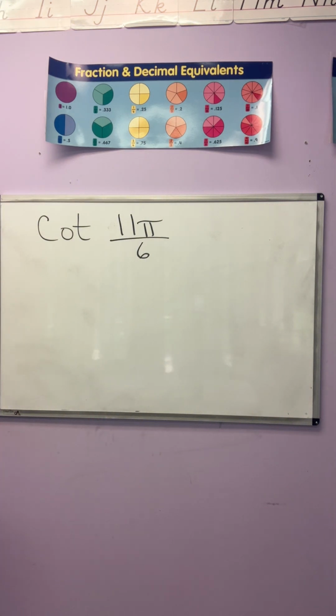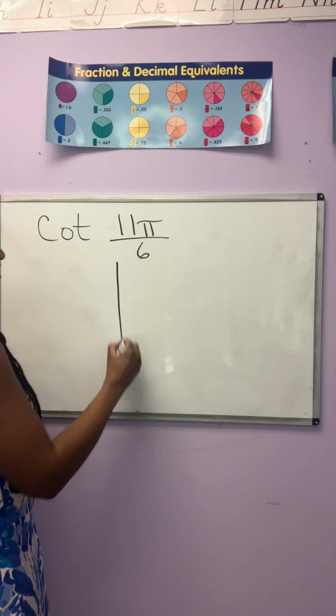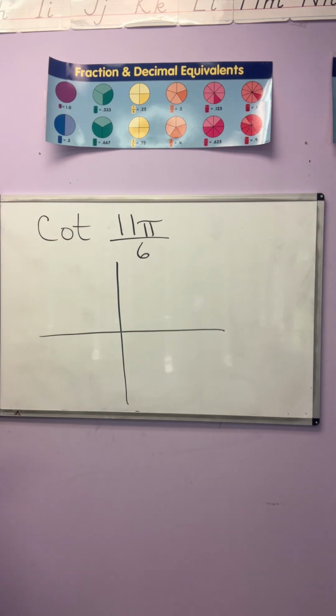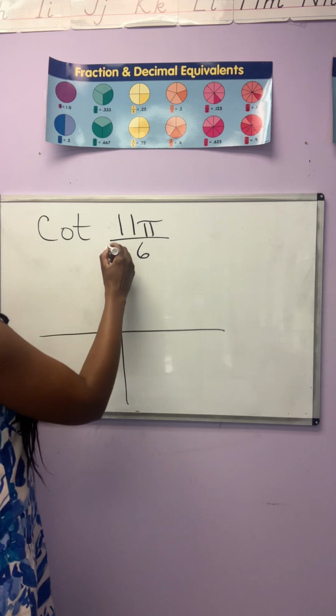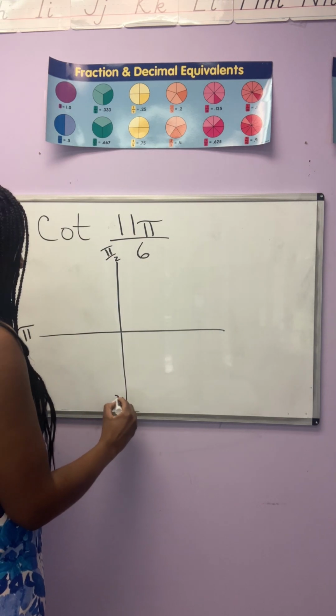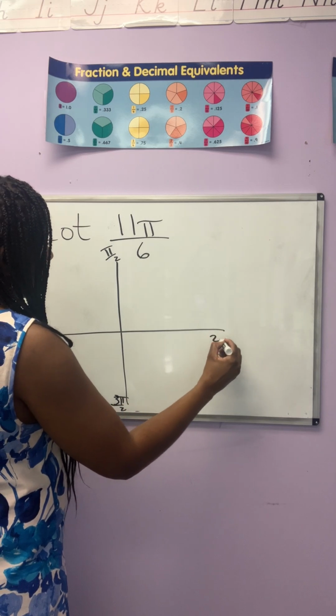So here, if we have cotangent of 11 pi over 6, what I need to do is to draw my unit circle. So here we have pi half, pi, 3 pi over 2, and 2 pi.